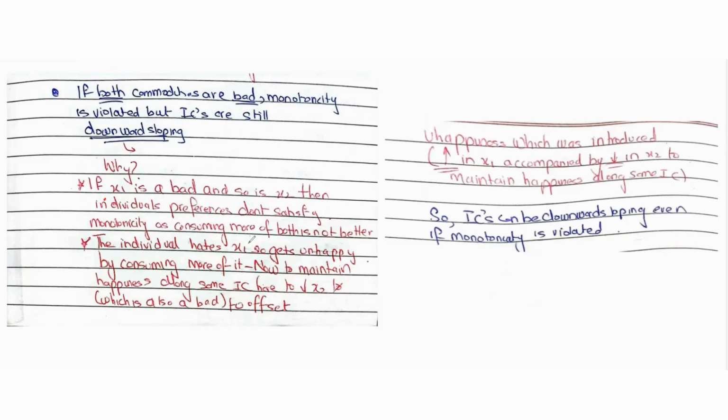The individual does not like X1, it's a bad, so gets unhappy by consuming more of it. So if we want to maintain happiness along the same IC, we have to decrease X2, which is also bad, to offset the unhappiness introduced by consuming more of X1. So an increase in X1 is accompanied by a decrease in X2 to maintain happiness along the same IC. So indifference curves can be downward sloping even if monotonicity is violated. So yes, monotonicity does imply that ICs will be downward sloping, but ICs can still be downward sloping even if monotonicity is violated.